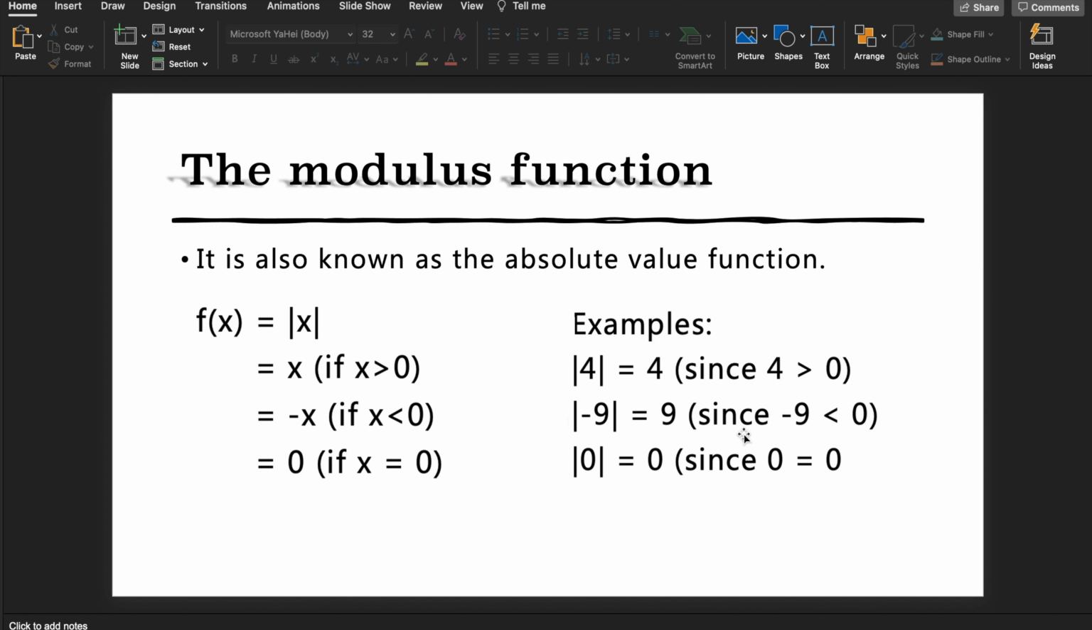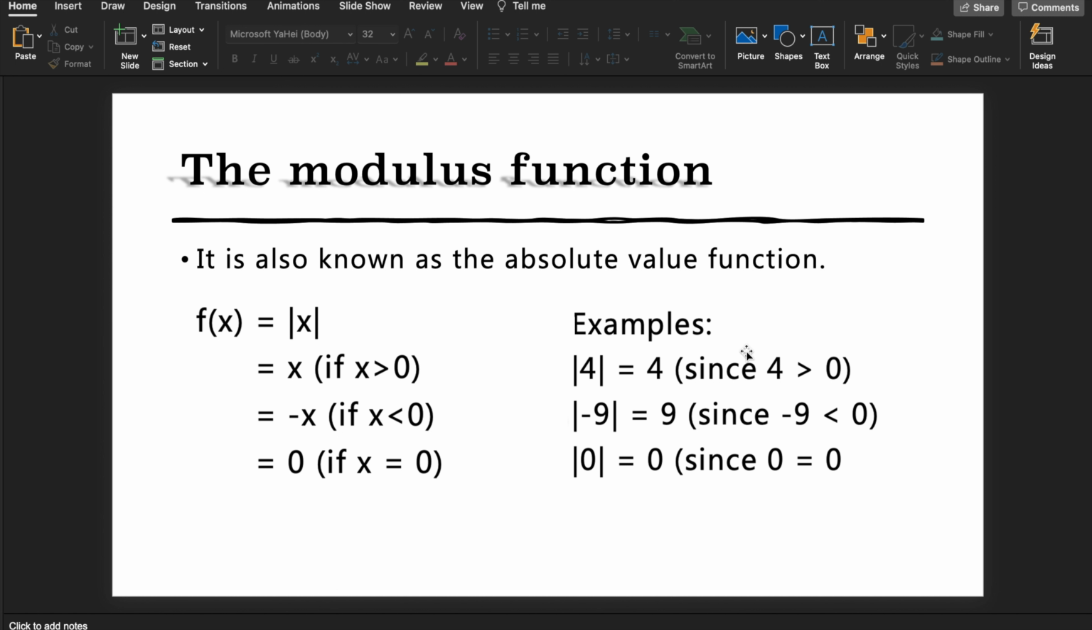Okay, the next part is the modulus function, which is also known as the absolute value function. So I have just stated a few key points here. If f of x is the modulus of x, that will equal x if x is greater than 0, minus x if x is less than 0, and 0 if x is 0. So this might be confusing, but just remove the sign on the value, meaning if it's negative, it will become positive. If it's positive, it will remain positive.